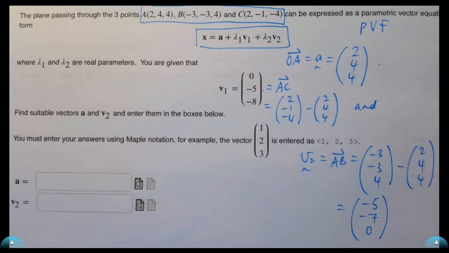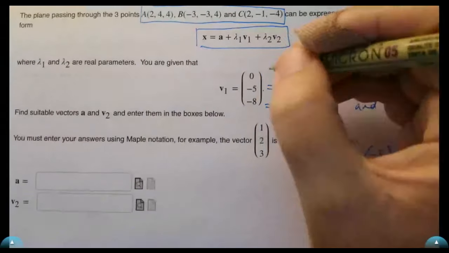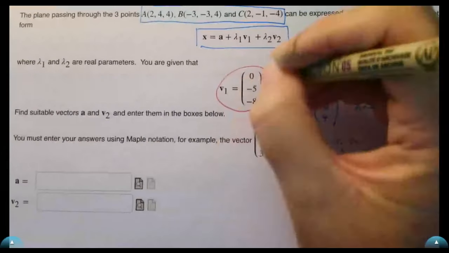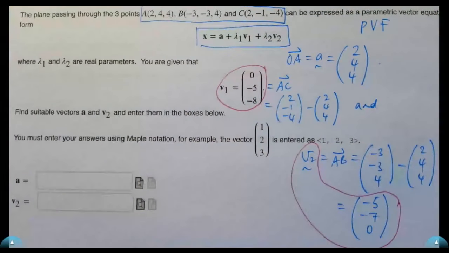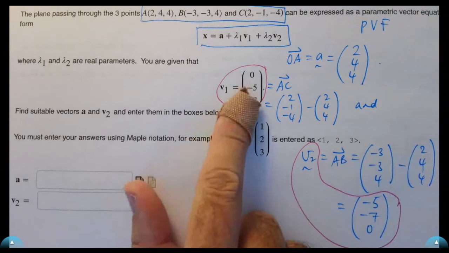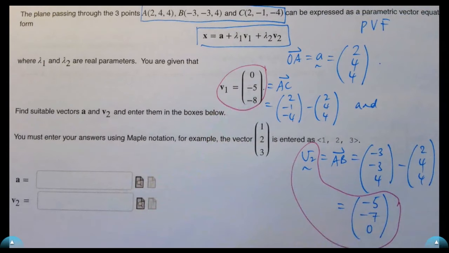Manas, that is a great question. Let's check. Let me choose some pink here. We have a vector here and a vector here. Are these vectors parallel? Manas and Harish say no. Megan and Jennifer also say no. You cannot multiply this by a scalar to get this.